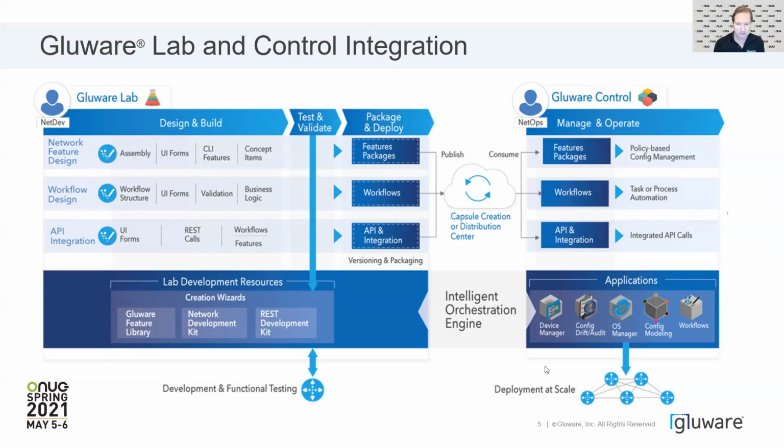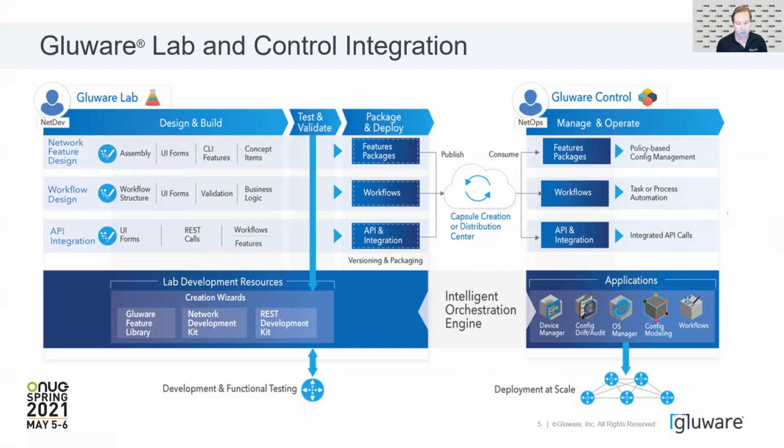So that kind of sets the stage of how do I build the video game or how do I augment the video game in this analogy? That would be done through Gluware Lab, our IDE. Gluware Control is delivered as a platform. You could have an instance running in your lab and instances running in production. Those instances are connected to a distribution center, essentially a place where software packages can be published and then consumed. And the way those software packages are built is in Gluware Lab.